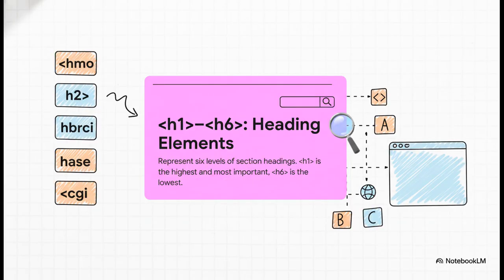Okay, let's talk about the real backbone of your document's structure, the heading tags. You've got 6 levels, from H1 all the way down to H6. Think of H1 as the main title of your whole page. It's the big boss. From there, the numbers go up and the importance goes down. So H2 is a major section, H3 is a subsection of that, and so on.